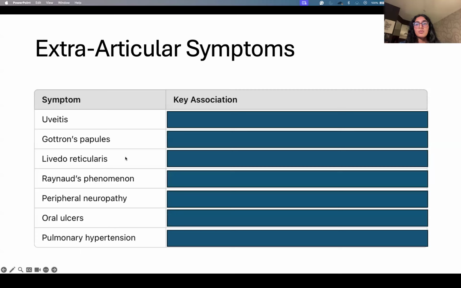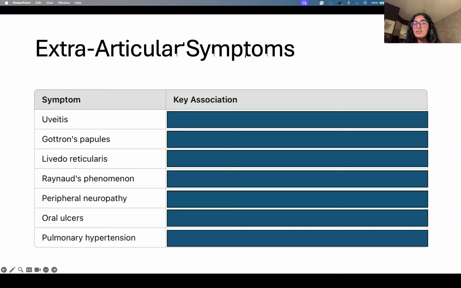Okay, so we've got some extra-articular symptoms. So if you can put it in the chat or whatever. I hope you can hear me, but here are some signs, and there's a few diagnoses associated with each one.